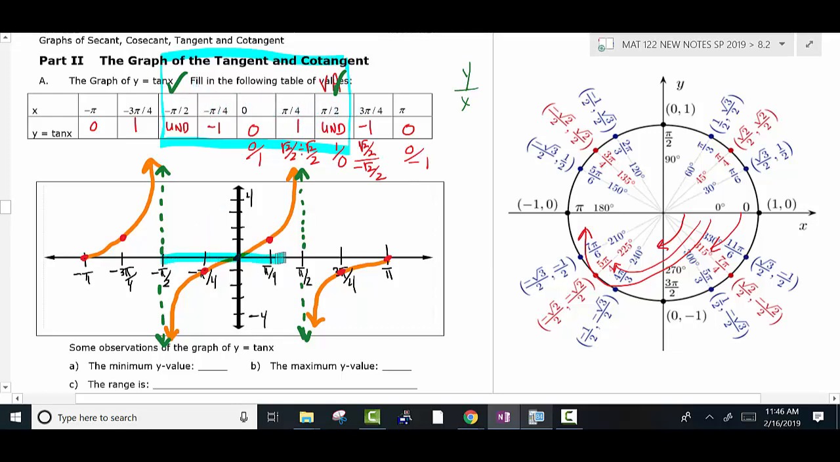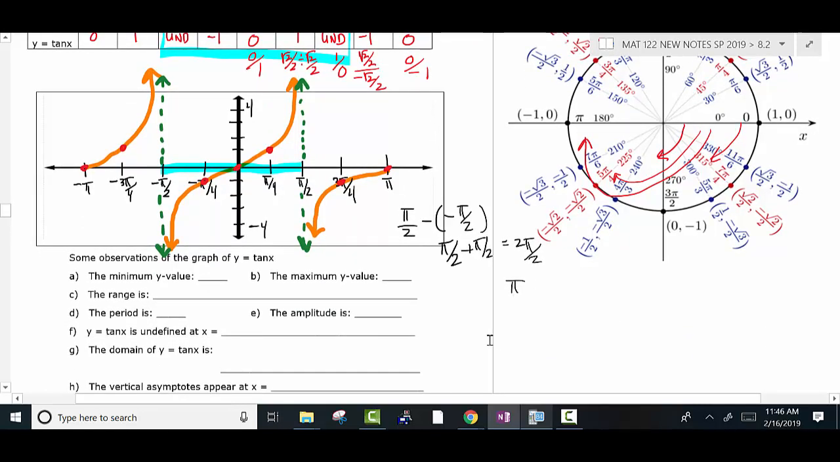So the period is going to be pi this time. Okay, so again, the distance on that, when you're doing the period, you're going to do pi over 2 minus negative pi over 2. So that's pi over 2 plus pi over 2, which is 2 pi over 2. So that's pi. Okay, that's just showing you that every time pi goes by, you're going to cycle through the key parts of the tangent. Okay, all right, now just some observations.